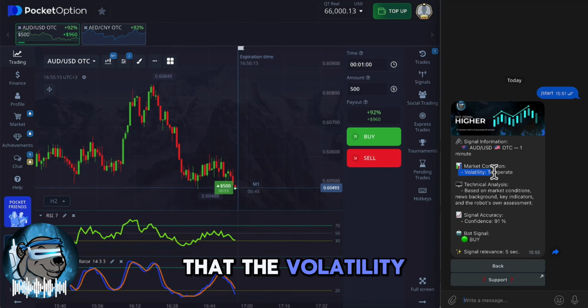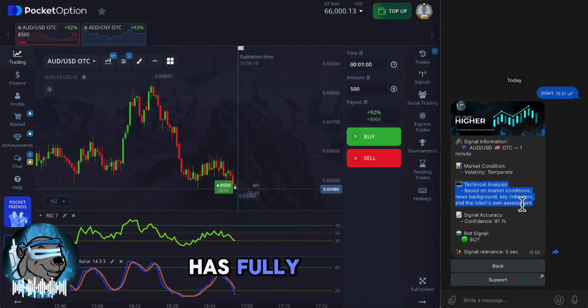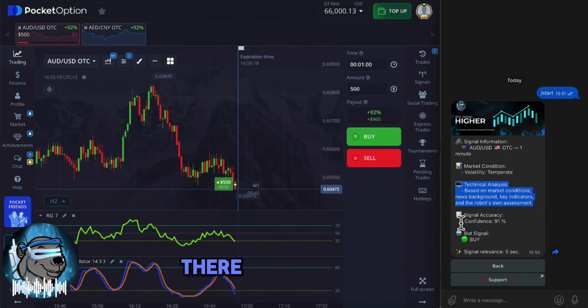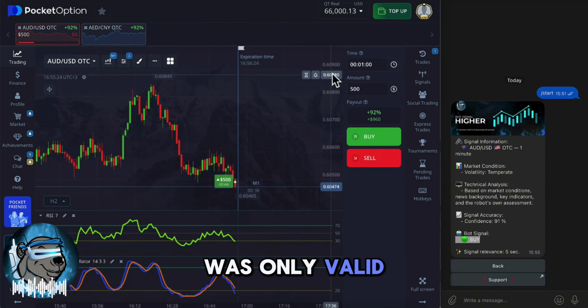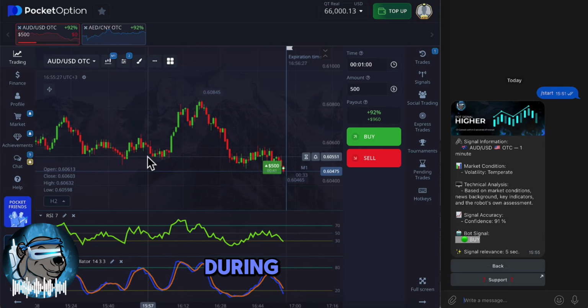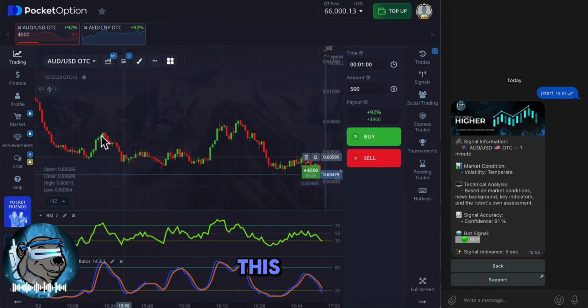We can see that the volatility is moderate and the robot has fully checked the technical analysis there. The accuracy of this signal is 91% with an upward direction. And the signal was only valid for 5 seconds. This means that during this time, I needed to manage to open this trade.